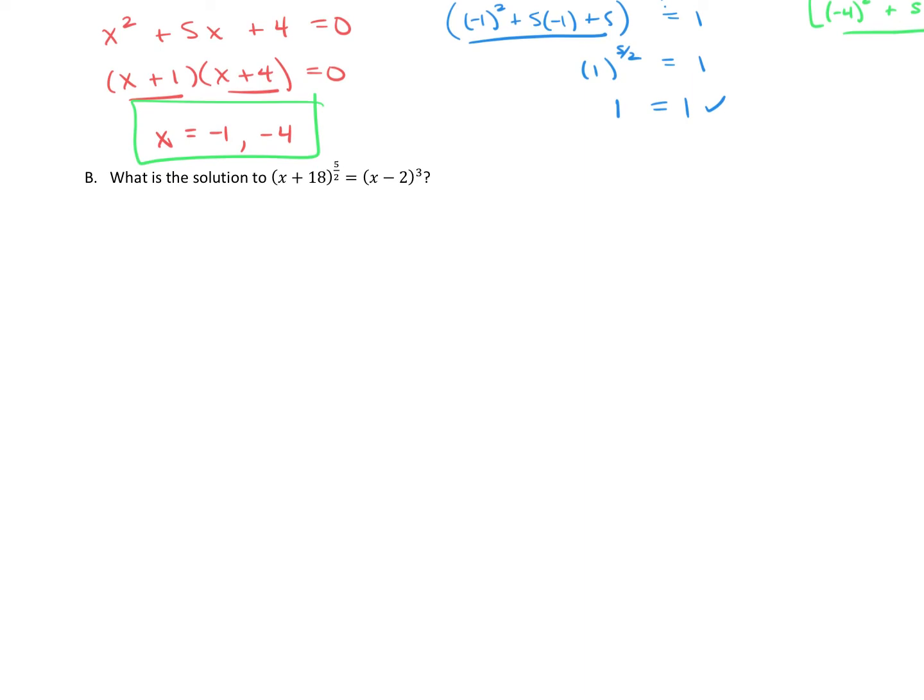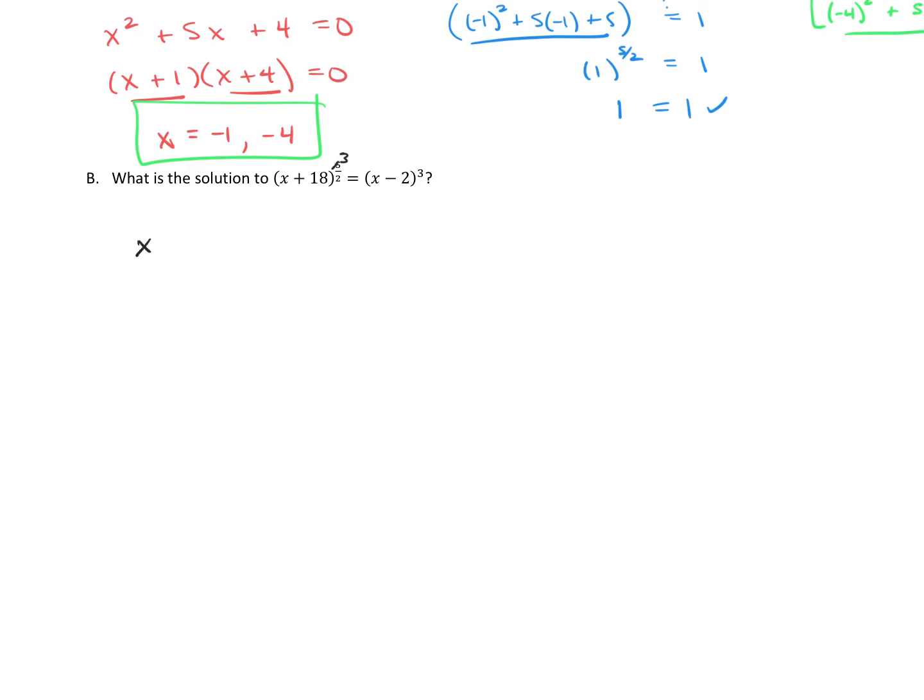All right, what is the solution to x plus 18? There's a typo here. This should be to the 3 halves power. So go ahead and change that. Equals x minus 2 to the 3rd power. I'm actually going to rewrite that. Here we go. x plus 18 to the 3 halves power equals x minus 2 to the 3rd power.